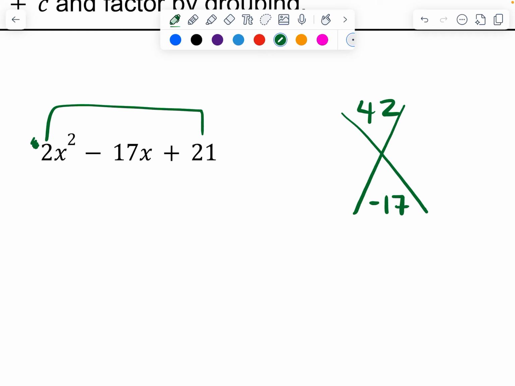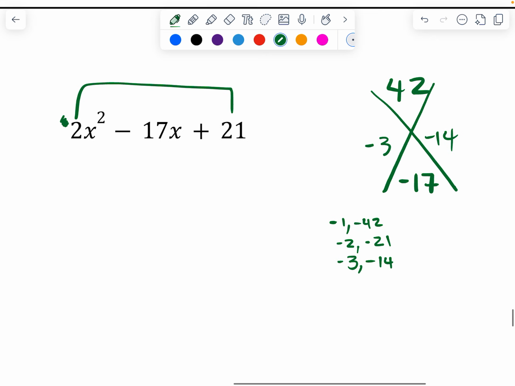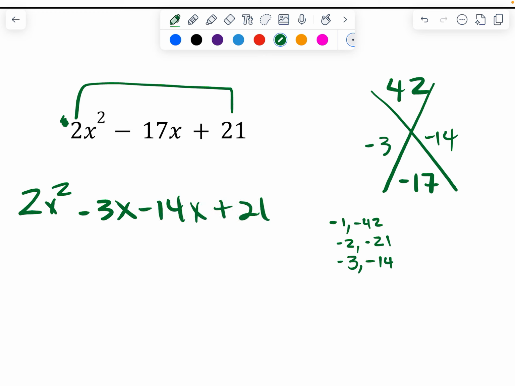So, we know it needs to add to be negative. So negative 1, negative 42, negative 2, negative 21, negative 3, negative 14. Oh, we have it right there. Do I need to go further? No. Can I go further? Yes. So I have 2x squared minus 3x minus 14x plus 21.